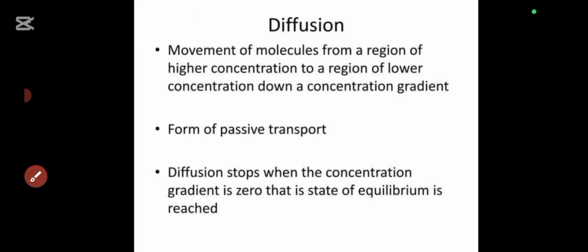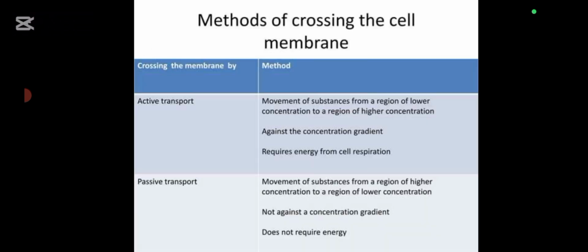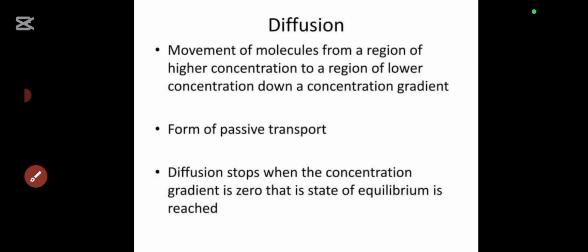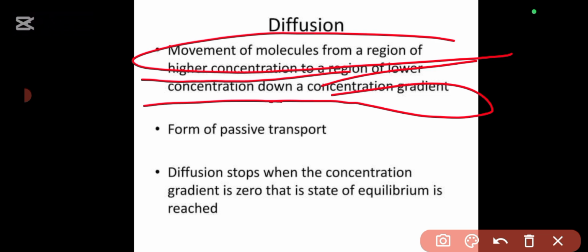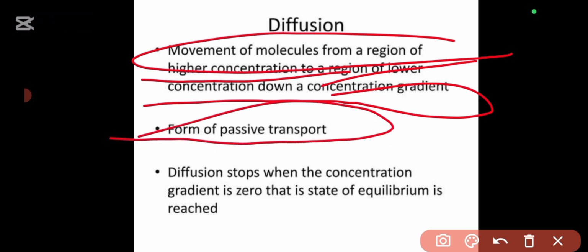Okay. Now, what is diffusion? We said diffusion is defined as the movement of molecules from a region of higher concentration to a region of lower concentration, down a concentration gradient, whether the membrane is permeable or semi-permeable. You know the example that I gave: if you open food or perfume, what happens? The smell will saturate everywhere. Is that clear? So there is no membrane that is needed there. Okay. So it is a form of passive transport.